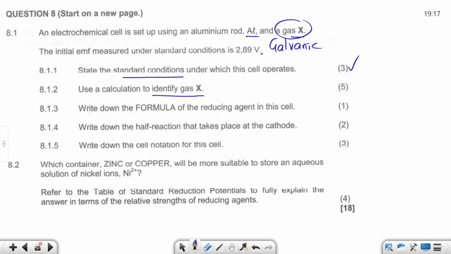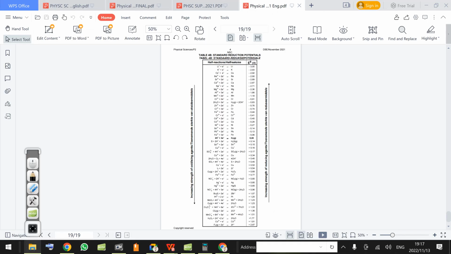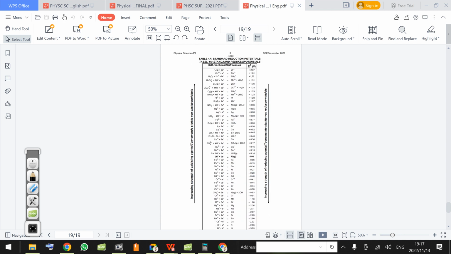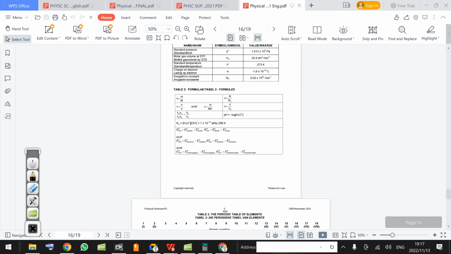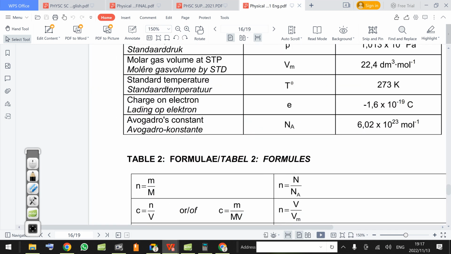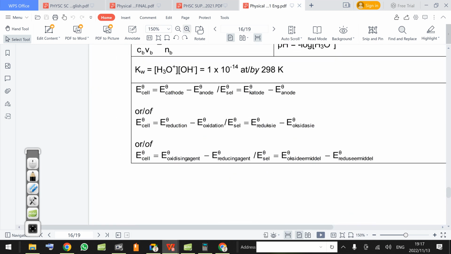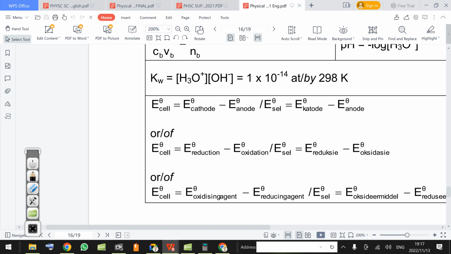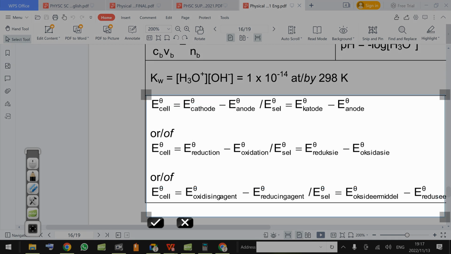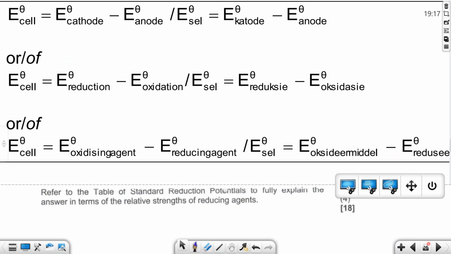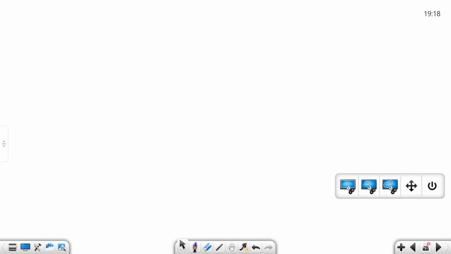Don't write the whole thing. Write the formula of the reducing agent. What do we know? The reducing agent is always what? Oxidized. Guys, I've taught you how to use a formula page. Do you remember? No, I don't want to read. Leave the oxys as red. Check here.